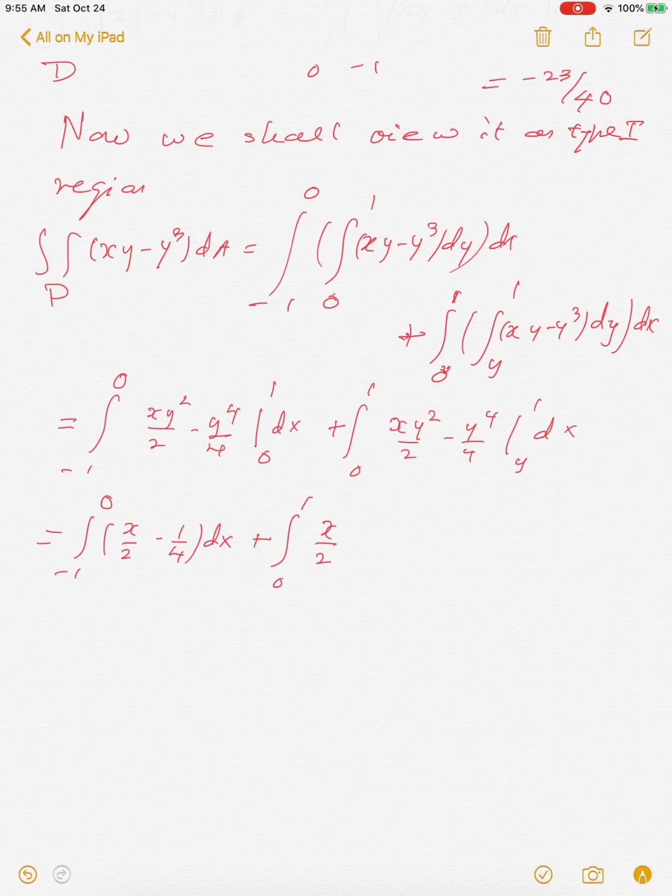plus integral 0 to 1. At y equal to 1, I get again x by 2 minus 1 by 4, minus at y equal to x, sorry, this should be x, isn't it? Because you are integrating, the lower curve is y equal to x. So I get x cubed by 2 minus x to the 4 by 4 dx.